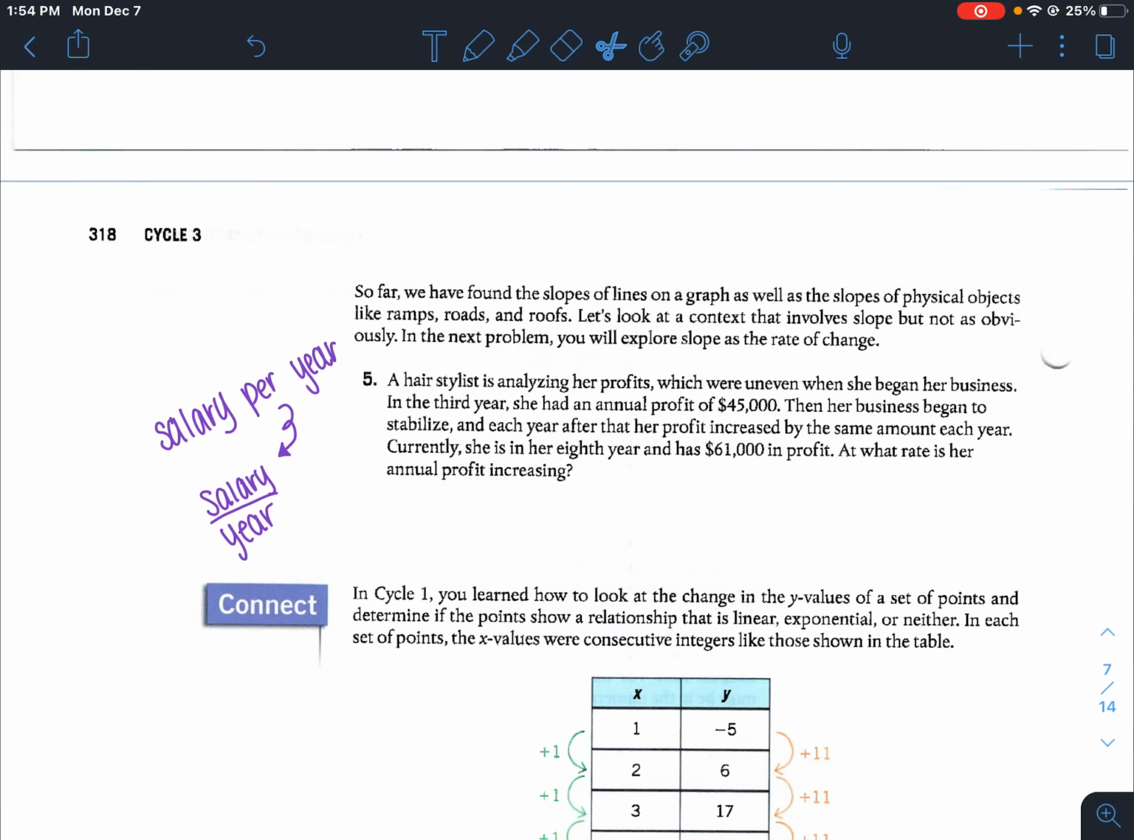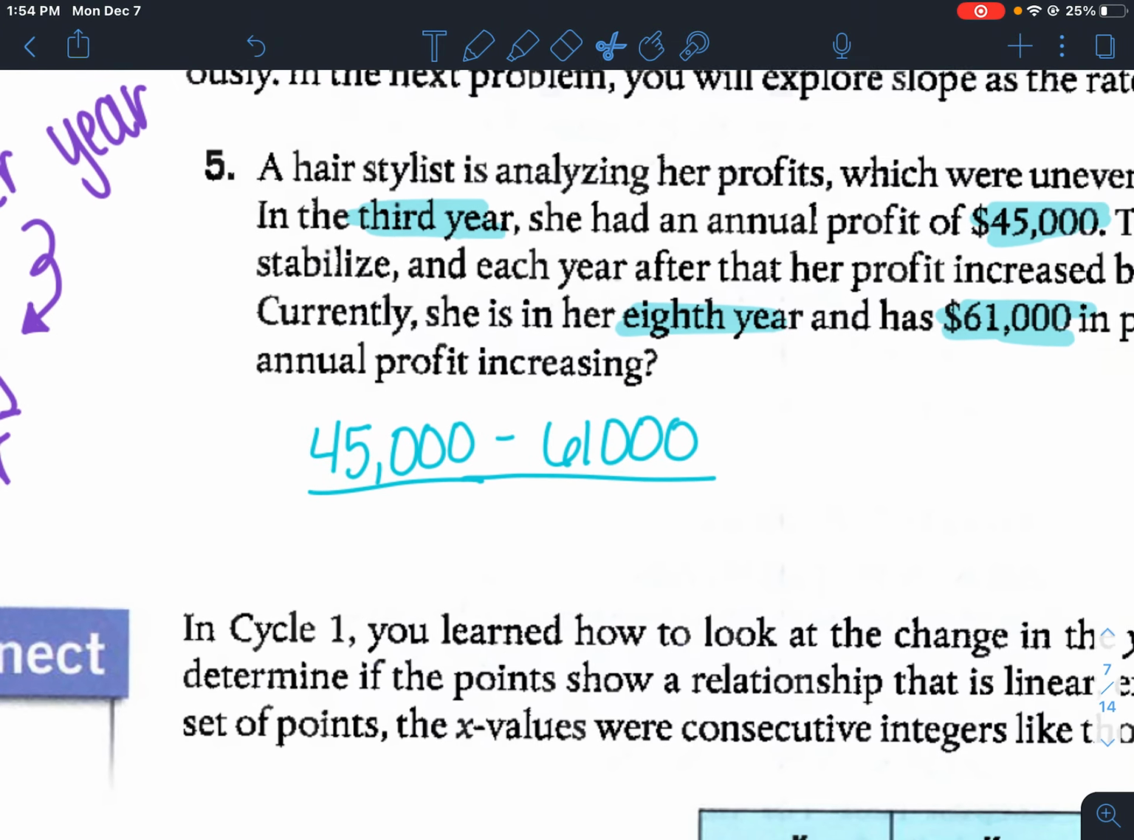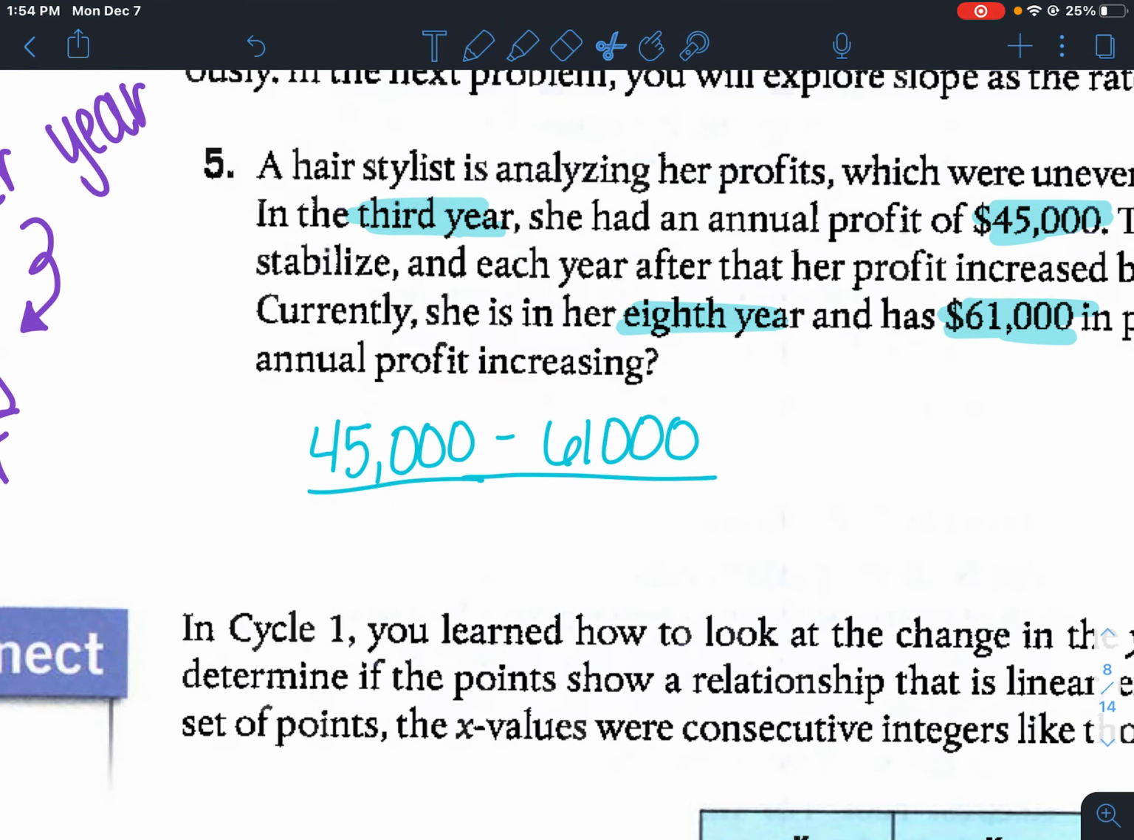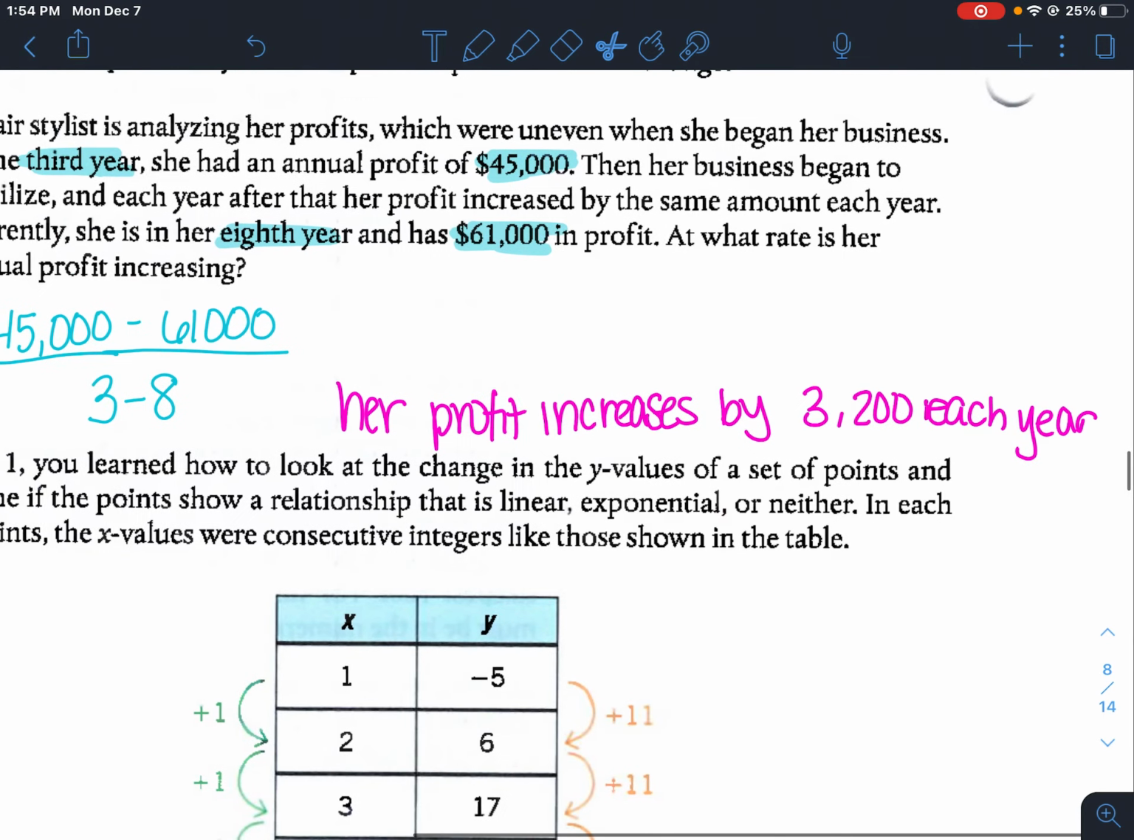Okay, so we're trying to figure out salary per year. So salary per year is salary over year. So I'm going to take her salaries and her years and divide them, okay? So salaries, I just had $54,000 minus $61,000, and then that $54,000 correlated to her 3rd year, and the $61,000 correlated to her 8th year. If you wanted to flip that, you totally can. It's not going to make any difference when you finally plug it into the calculator, and her profit increases by $3,200 each year.